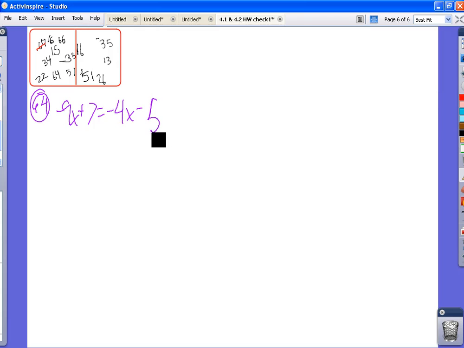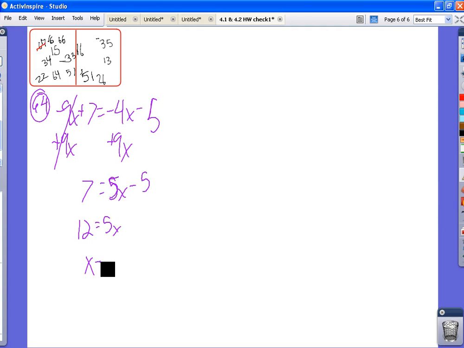X, 7, 4, x minus 5. To solve the equation means to solve for what? X, get x by itself. How are we going to do that? Different ways we can choose to do it. Get x on one side, that's definitely a mission of ours. How are we going to do that? Add 9x. Cancel that 9x. Why add 9x and not add 4x? Then that would be negative x. Now we have positive 5x minus 5 equals 7. Add 5. So we get 12 equals 5x, and x equals 12 over 5.